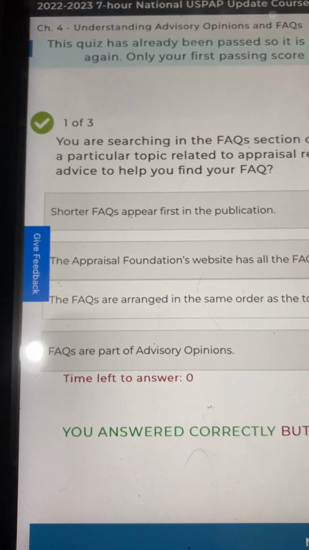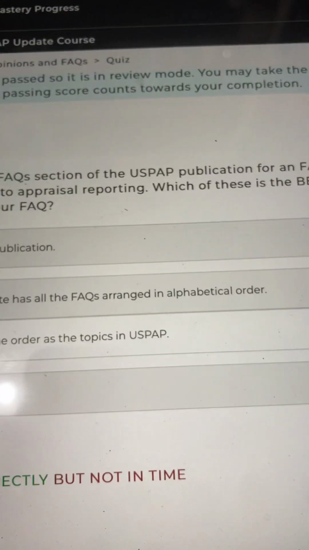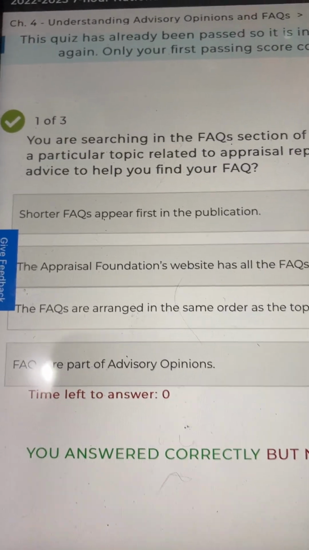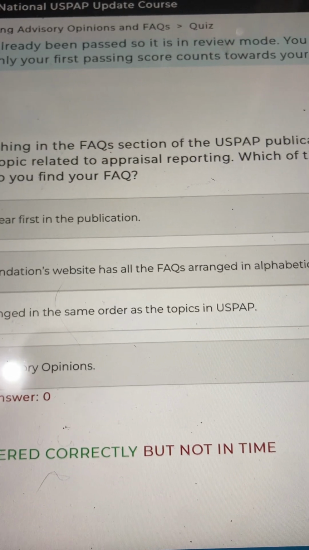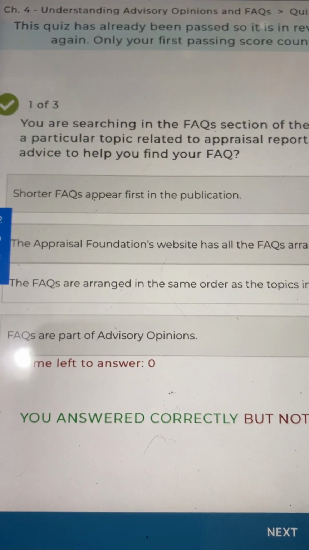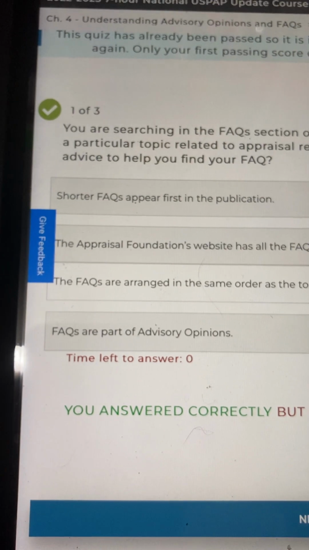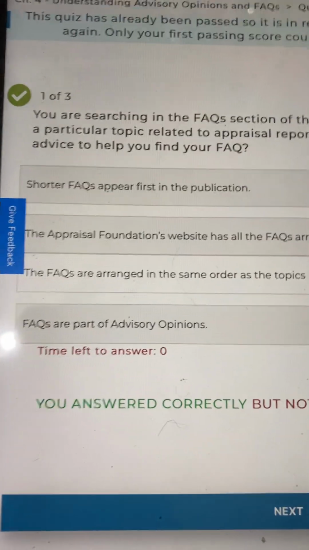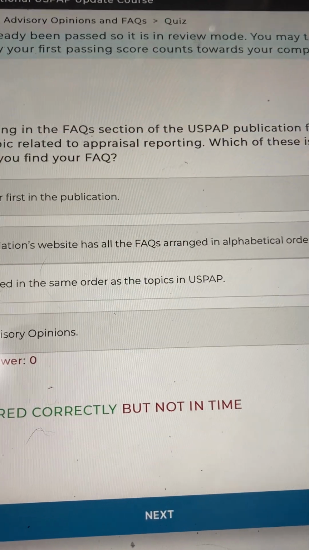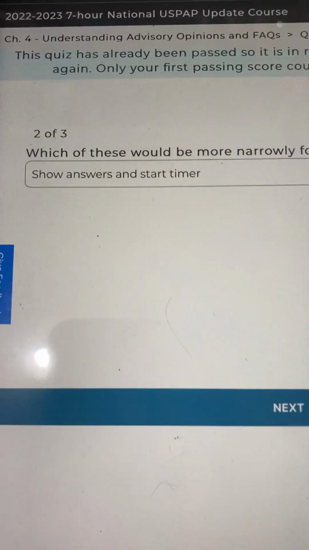So remember the question. You are searching in the FAQs section of the USPAP publication for an FAQ on a particular topic related to appraisal reporting. Which of these is the best advice to help you find your FAQ? You said C. The FAQs are arranged in the same order as the topics in USPAP, which is correct, but you've got to be faster because you weren't in time. Number 2.